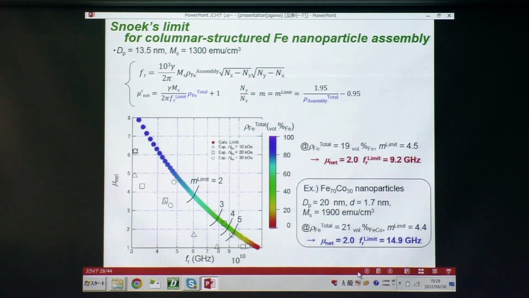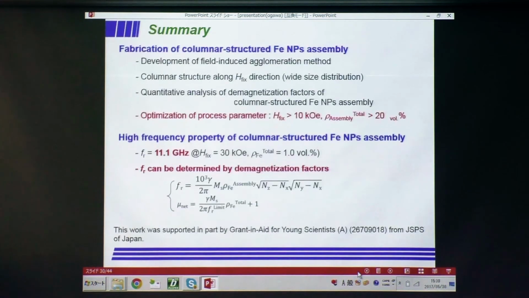But if we can realize this kind of ideal state, we can get much higher frequency response and high permeability. For example, in iron cobalt nanoparticle cases with high saturation magnetization, we can get a net permeability of 2.0 and a resonance frequency FR over 10 gigahertz, around 15 gigahertz.